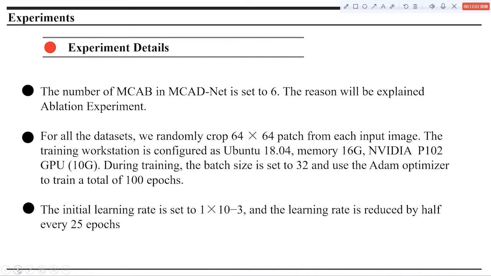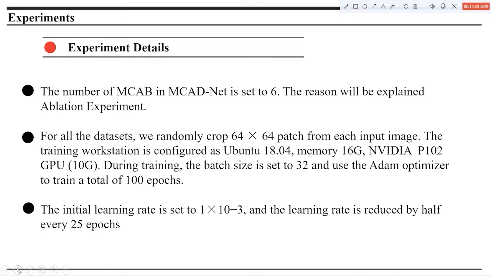Next, I will introduce some of the experiments. The first are the experiment settings. The number of MCAB in MCAD-Net is set to 6. The reason will be explained in the ablation experiment. For all the datasets, we randomly crop 64 by 64 pictures from each input image.